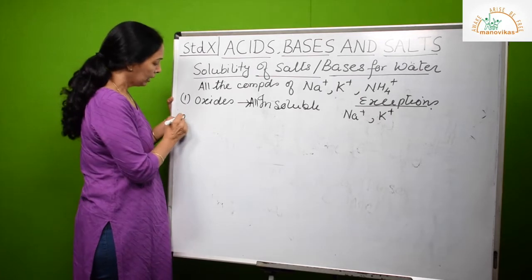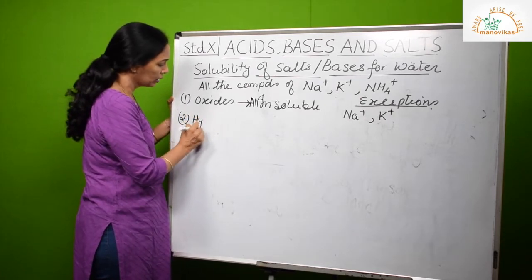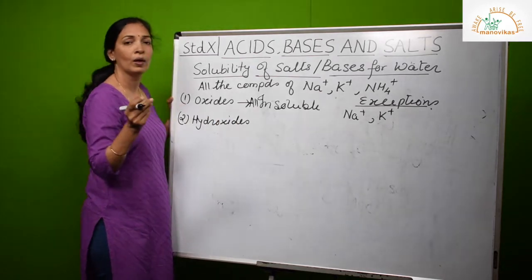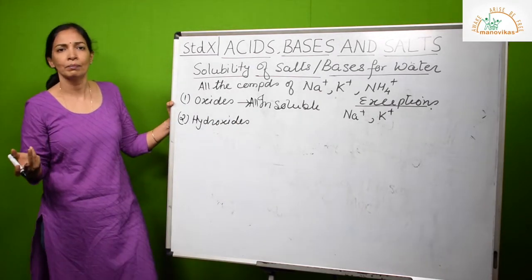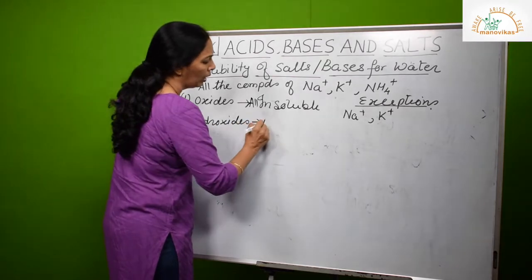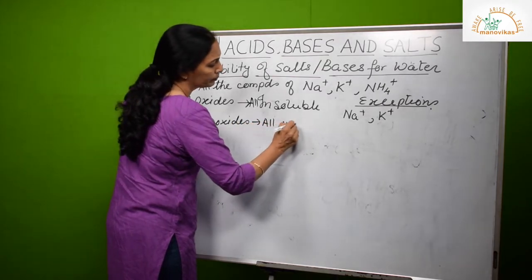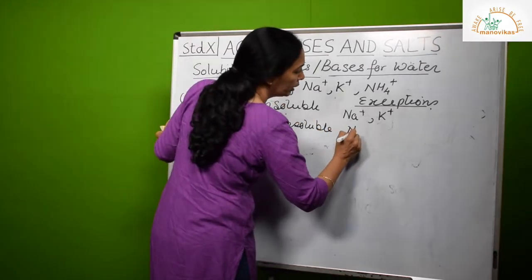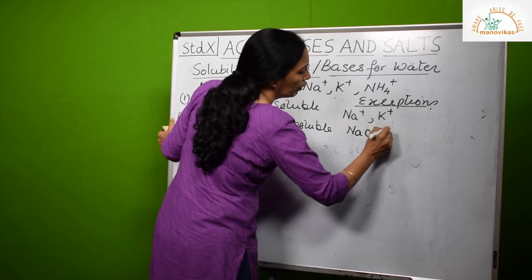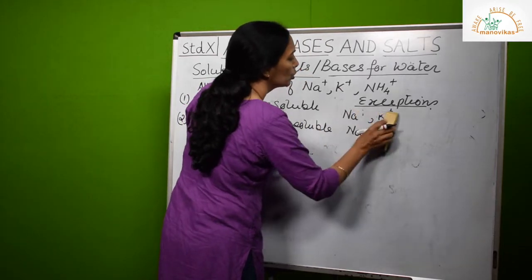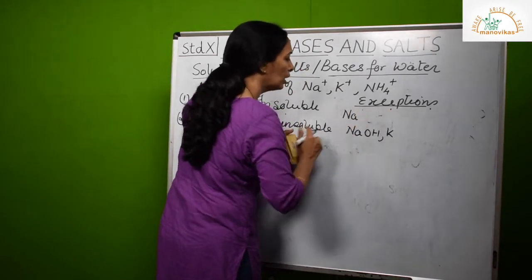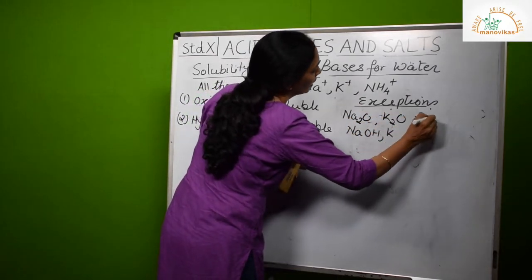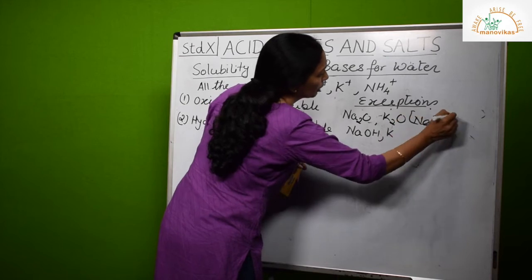Okay. Second, we will see hydroxides. Hydroxides which are soluble in water are called alkali, otherwise they are called bases. All are insoluble, means maximum, except sodium hydroxide, potassium hydroxide. Here you can write sodium oxide or potassium oxide also, Na2O, K2O also you can write, or Na+ and K+ also you can write.